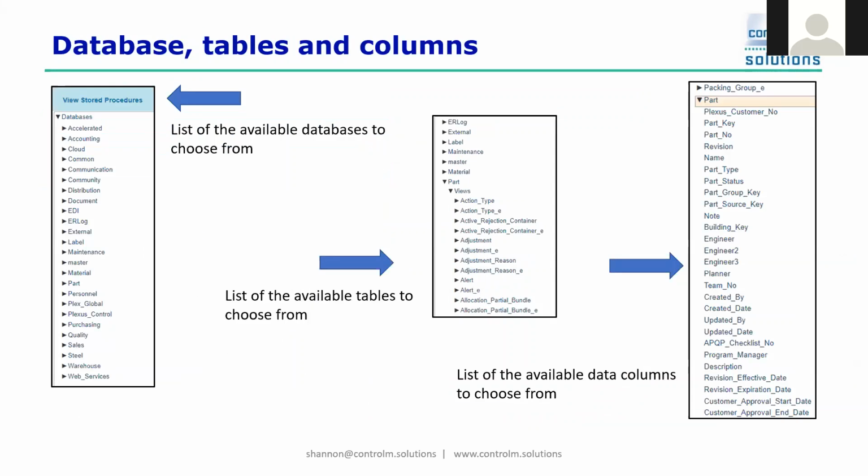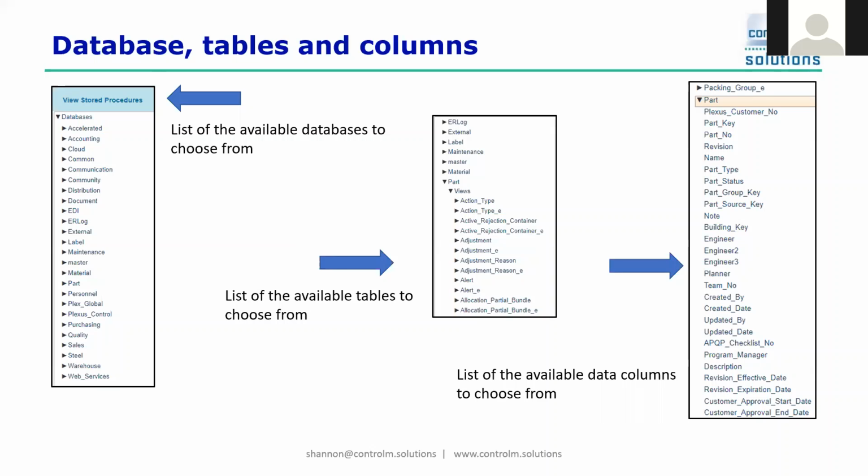Let's look a little more closely at the databases we've been talking about. Beside the word database, you'll see a small triangle. And this is used to drill down into the available databases. And then again inside the tables. And inside the tables are the columns that we can add to our query. Now, for today's query, we're going to use the part database and the part table.